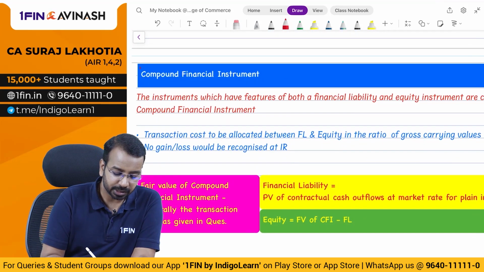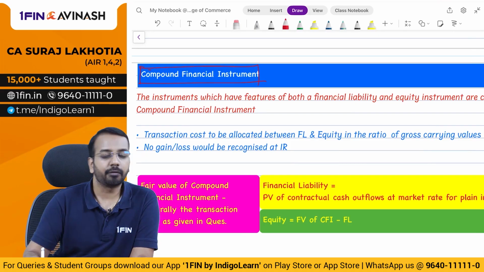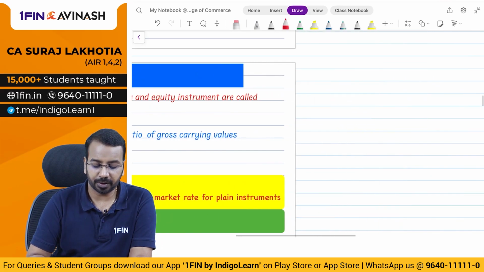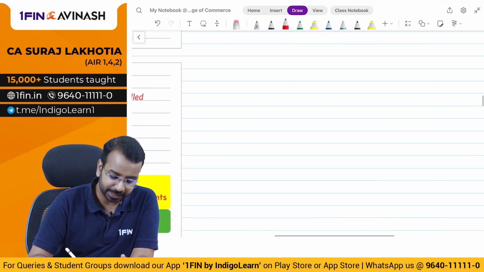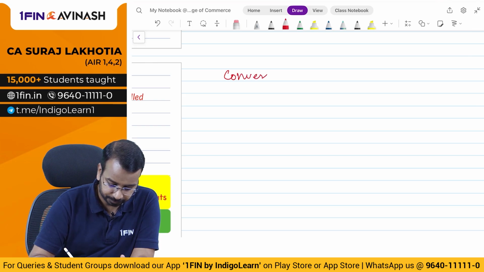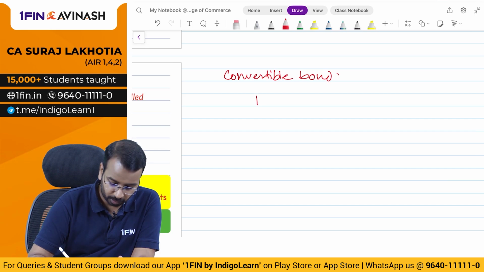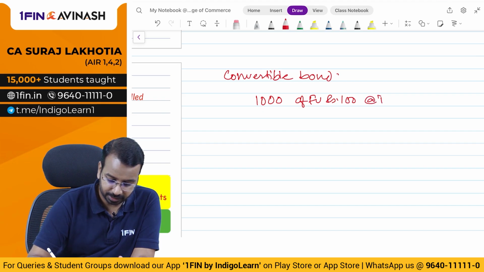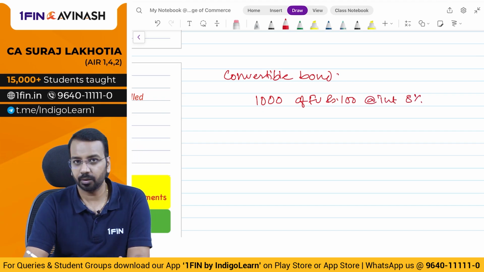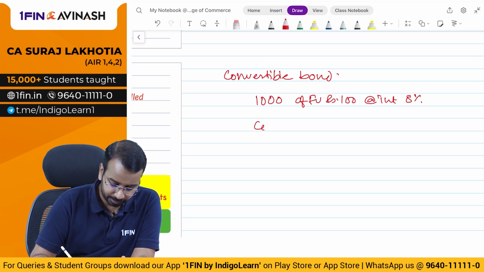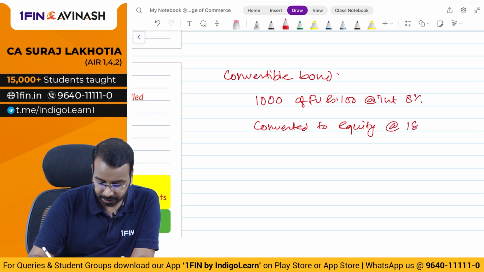Now, another concept which is very important is compound financial instrument. Sir, what is a compound financial instrument? Let us say we have a convertible bond. A company has issued a convertible bond, 1000 bonds of face value rupees 100 at an interest rate of 8%. This can be converted to equity at the rate of 1 share per bond.